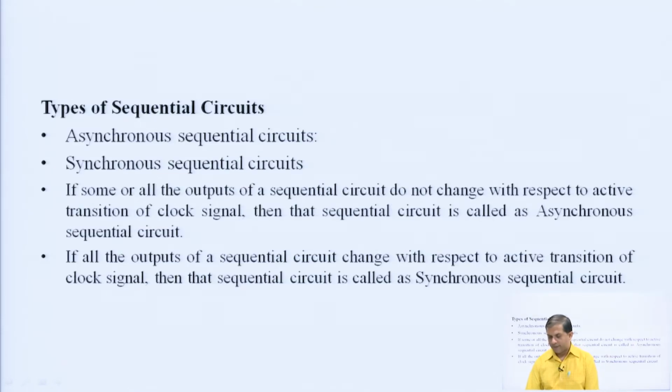Next, there are two types of sequential circuits: asynchronous sequential circuits and synchronous sequential circuits. What is the definition of asynchronous? If some or all of the outputs of the sequential circuit do not change with respect to the active transition of the clock signal, then that sequential circuit is called an asynchronous sequential circuit. And if all the outputs of a sequential circuit change with respect to the active transition of the clock signal, then the sequential circuit is known as a synchronous sequential circuit.